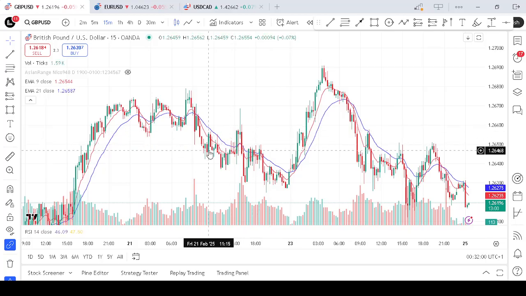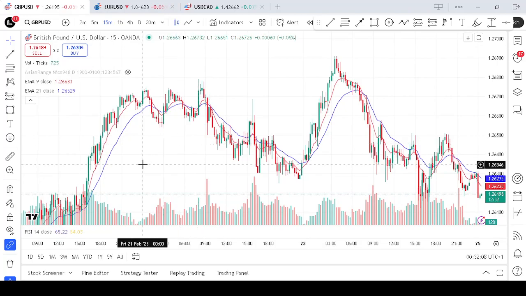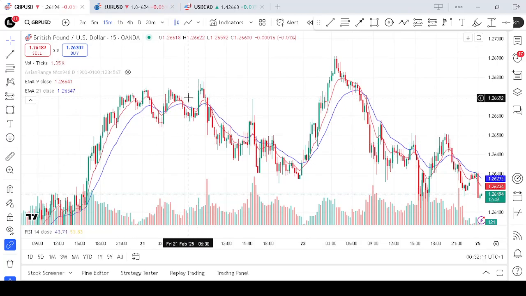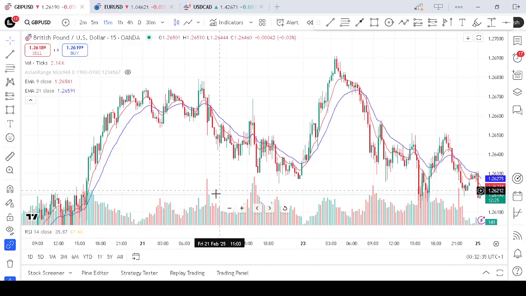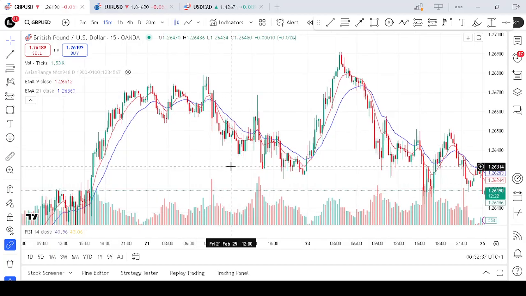Then for a bearish crossover to occur, you have to see the smaller moving average, or the short term moving average, crossing below the long term moving average, potentially signaling a downtrend. So when the smaller moving average, which is the 9 EMA, crosses below the 21 EMA, it shows it's time for a potential bearish trend.